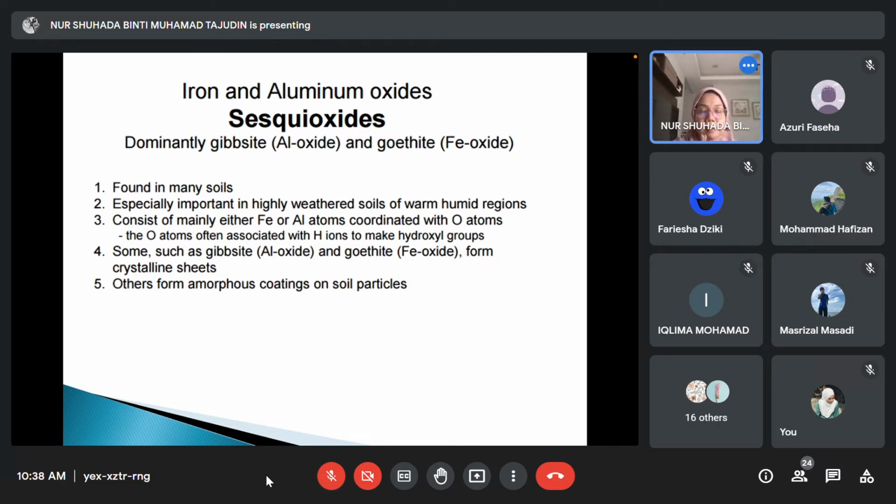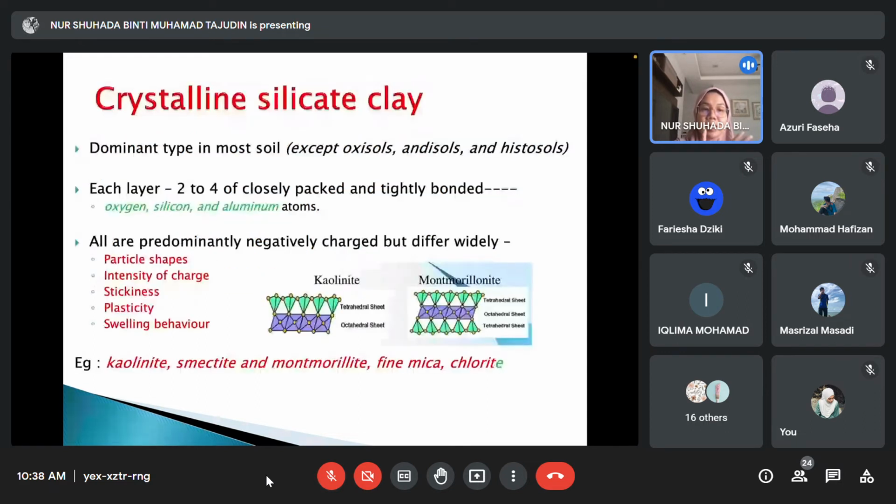Particle shapes, intensity of charges, stickiness, plasticity, and swelling behavior are some of the characteristics that we will see in crystalline silicate clay. These are some examples, kaolinite and montmorillonite. You can see that the structures are different. Kaolinite is 1-to-1, but montmorillonite has 2 tetrahedral sheets and 1 octahedral sheet. Don't worry, I'll explain about this later. What is octahedral, tetrahedral? This is just a general view of it first.